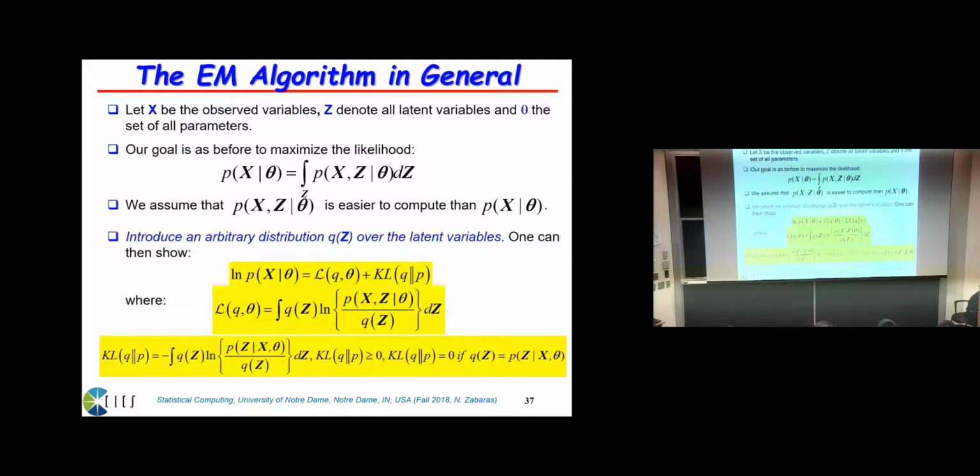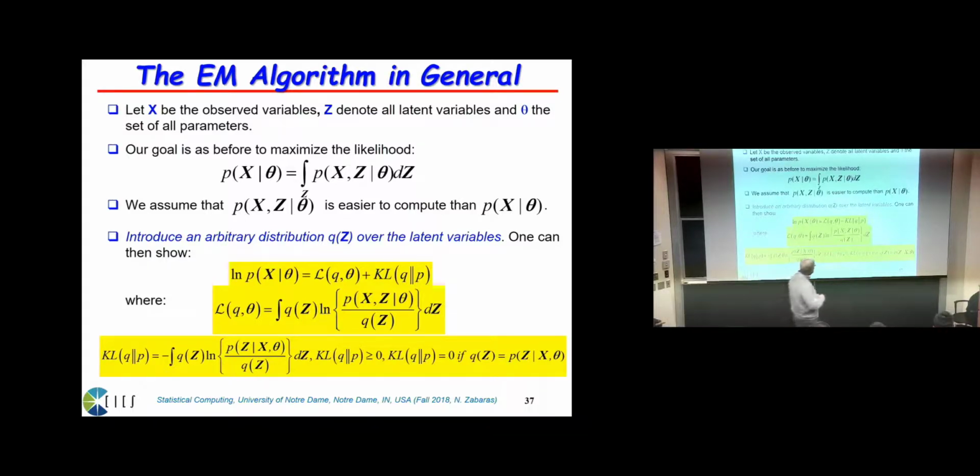We already discussed that in many cases this likelihood is complicated, but when you form the joint distribution of X and Z, the joint likelihood, and then integrate out Z, that's a much easier distribution to work with. That's the promise here.